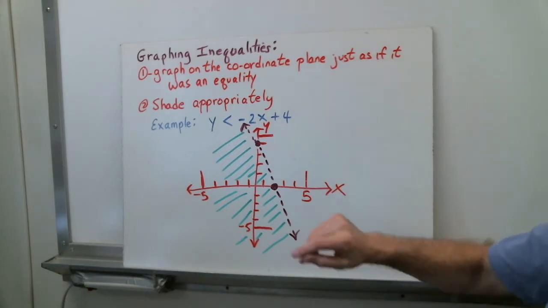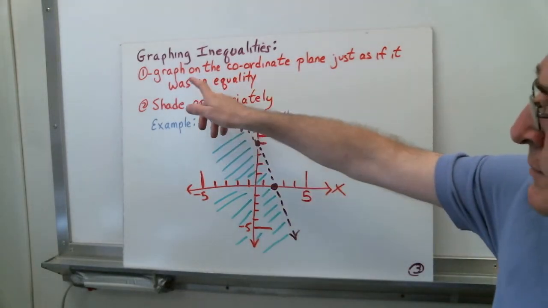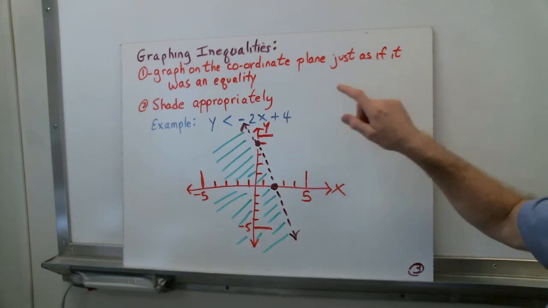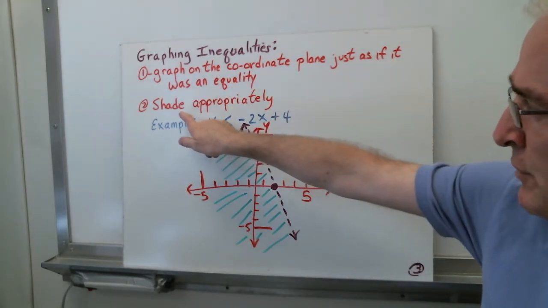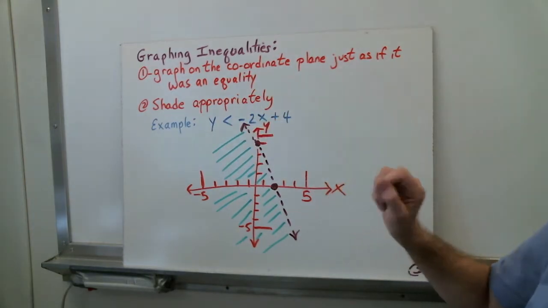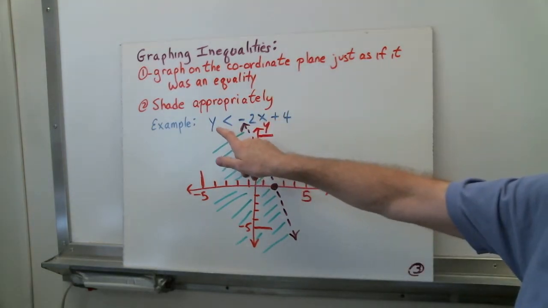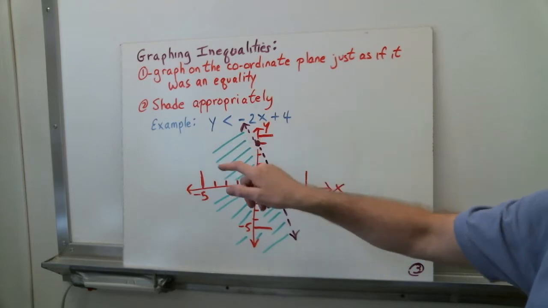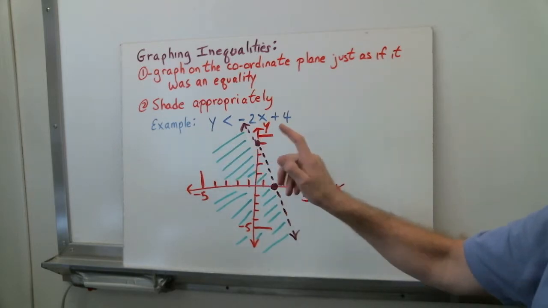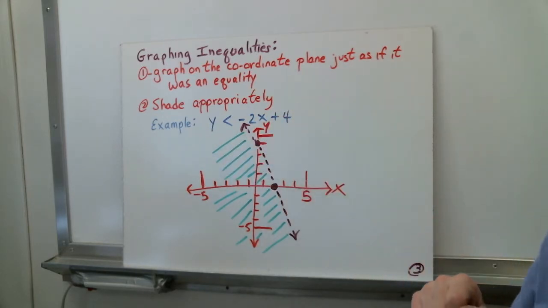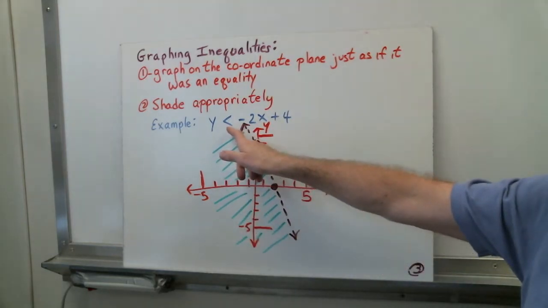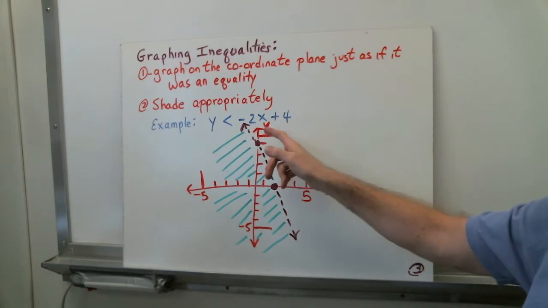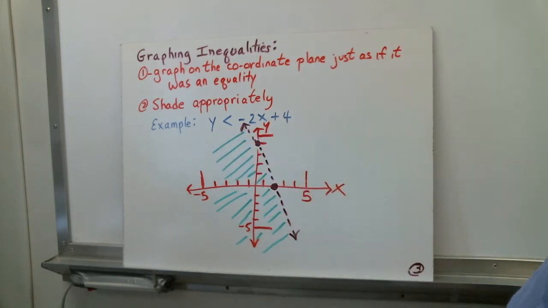Let's go over a few things. Graphing an inequality, we graph on the coordinate plane just as if it was an equality. The only difference is this time we're going to shade appropriately. So let's take a look at an inequality, but in all reality, this is the same one we just completed that was an equality. The only thing we substituted was a less than symbol here. So it says y is less than negative 2x plus 4.